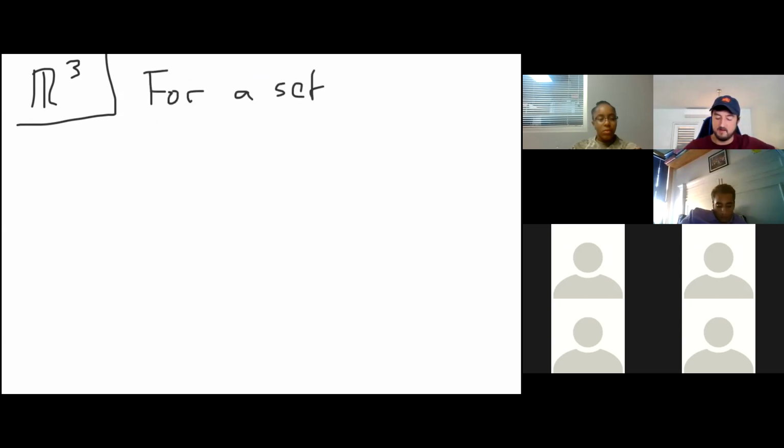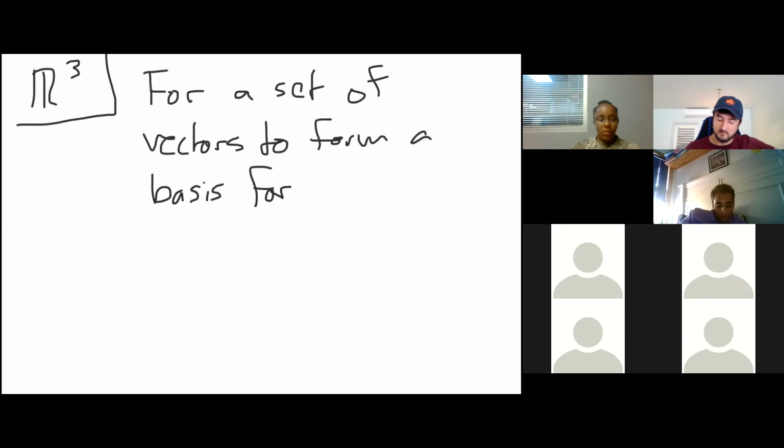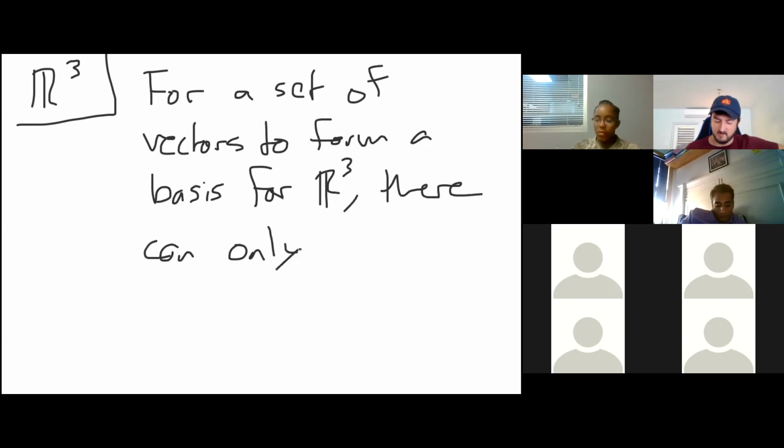We'll just write out: for a set of vectors to form a basis for R3. This is a weird way to state it grammatically now that I'm reading it again. But there can only be 3 vectors.